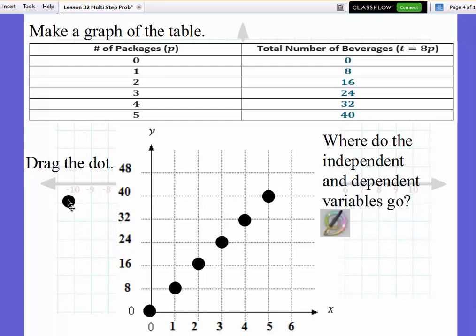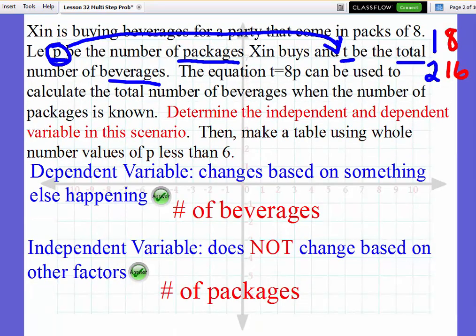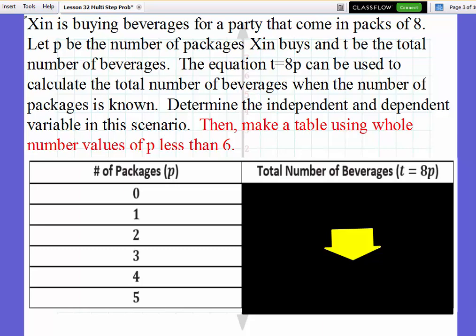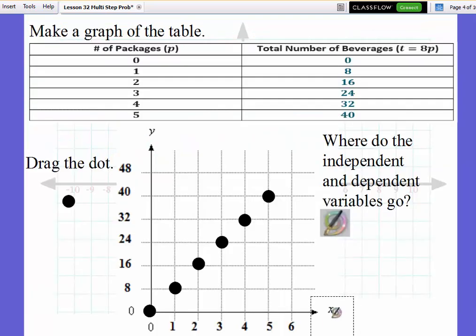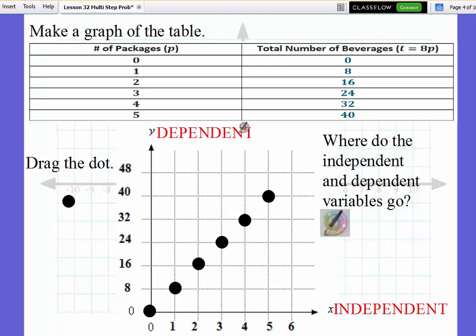So here's a graph. Well, let's look at what were my independent and dependent variables again. If I go back and check, I notice my dependent variable is my beverages. My independent variable is my packages. And let's look where they appear on this graph. My independent variable is my x-axis. My dependent variable is my y-axis, those variables.